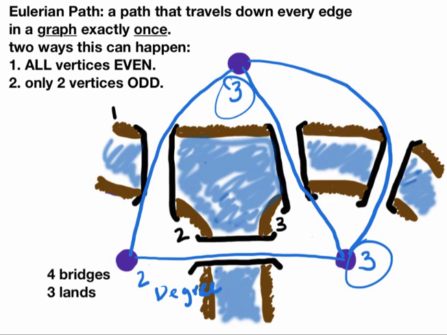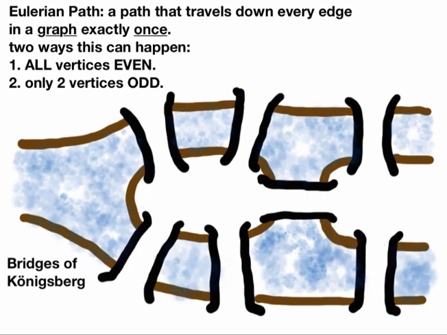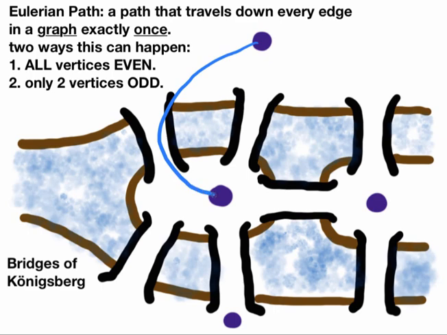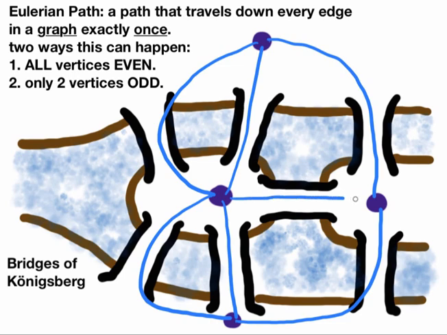Now, let's go ahead and move up, and we'll apply that same rule to the more puzzling Bridges of Königsberg. Okay? In this case, once again, let's go ahead and draw our vertices and our edges. And in this case, we're going to cross like that. Like that. Like that. And what do we have?